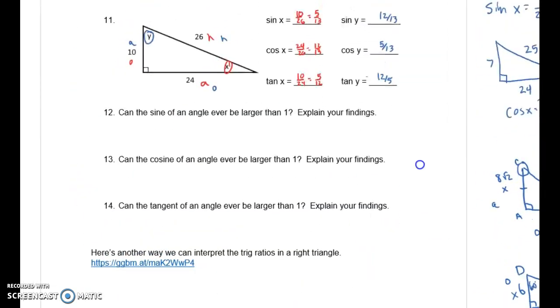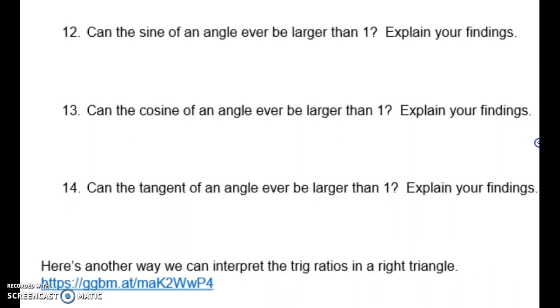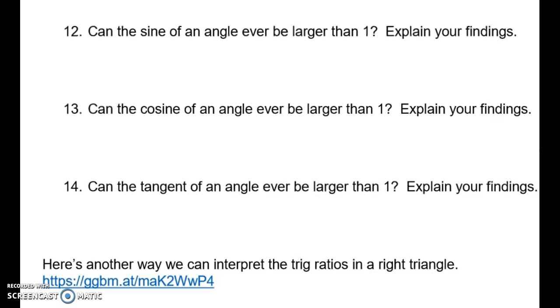So then our last couple questions here, I want to focus in on these right now. Can the sine of an angle ever be larger than 1? Now, the sine of theta is always my opposite side over the hypotenuse. I don't think that it can ever be larger than 1 because I know for a fact that the hypotenuse is always the largest side of a right triangle. So no, because hypotenuse is the biggest side.